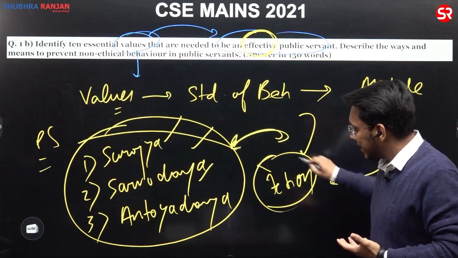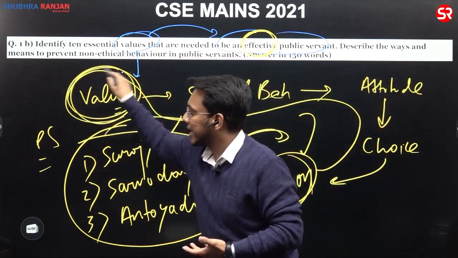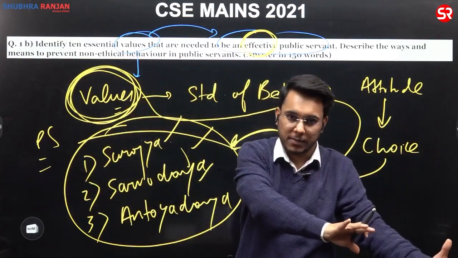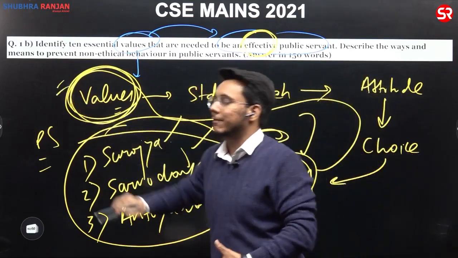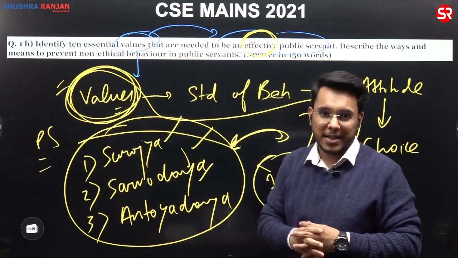Clear? Now, your actions directly flow from your values. What your values will be, the same action you will take. Clear? Now, these actions are needed, so therefore a particular type of values are needed. And which type of values? The 10 values which we'll now be talking upon.